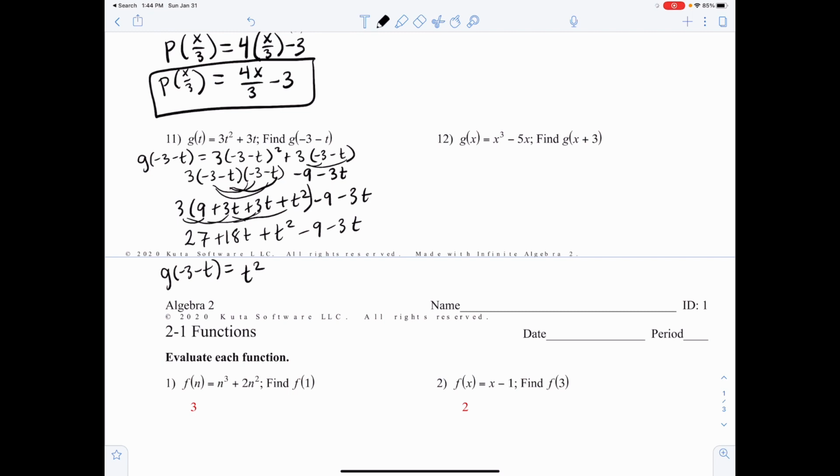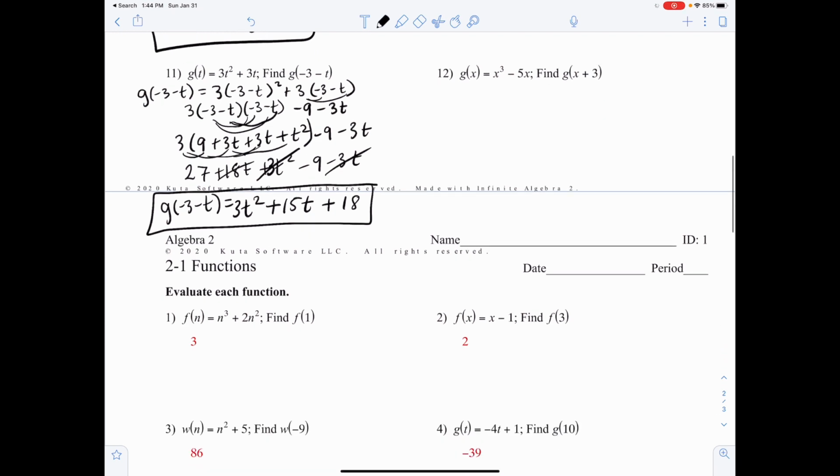Oh, this should be a 3t squared, because that 3 needs to be multiplied through. So I get 3t squared. And then, so that's gone. And then 18t minus 3t, so plus 15t. And then 27 minus 9 is plus 18.